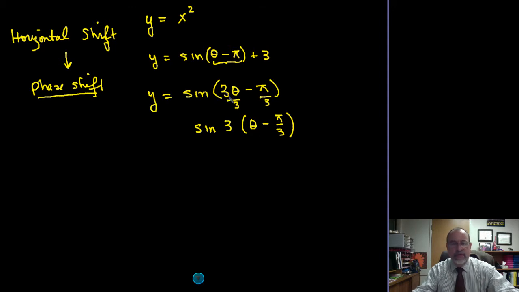So whenever you have a b value that is not 1, in order to correctly see the horizontal shift, you must factor that value out so that you can properly see not only what the horizontal stretch or shrink is, but what the horizontal shift is as well.